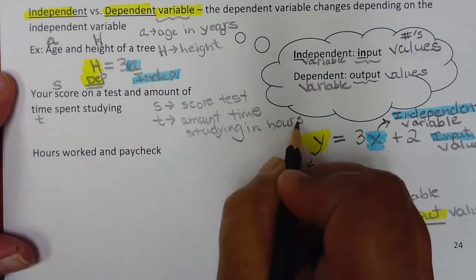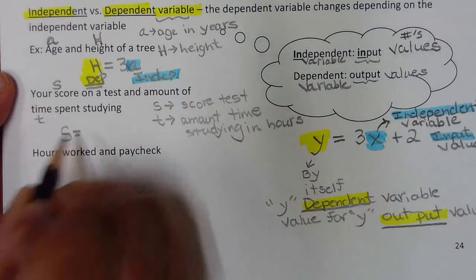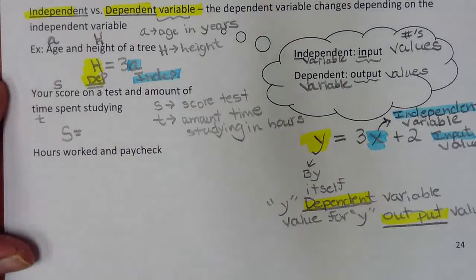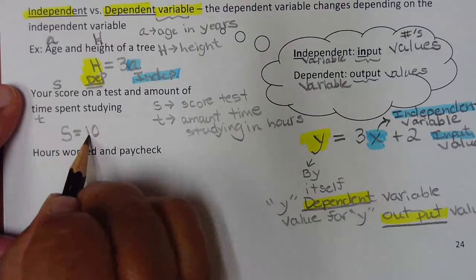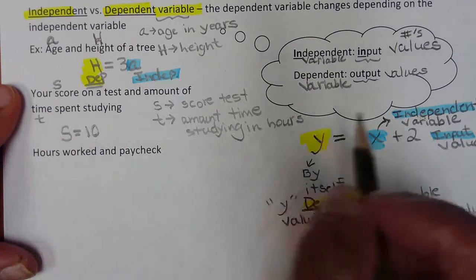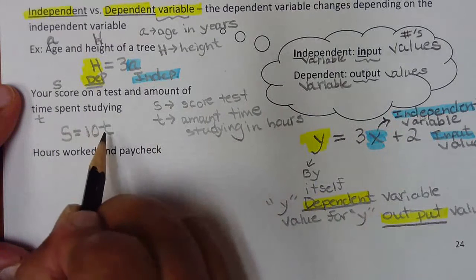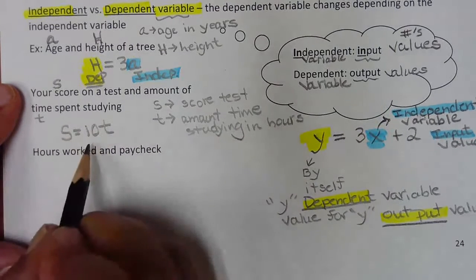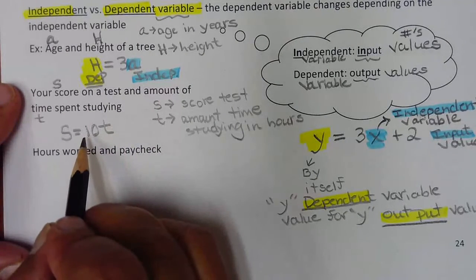So I could write a little equation. Your score on the test is going to be equal to, and let me throw a number in here. Let's say that your score goes 10 points higher, I'm throwing in my own coefficient, I'm making it up, every time you study for an hour. T represents time in hours. So if you study for 1 hour, you would get 10 points. 2 hours, you'd get up to 20 points. 3 hours, you would get up to 30 points.